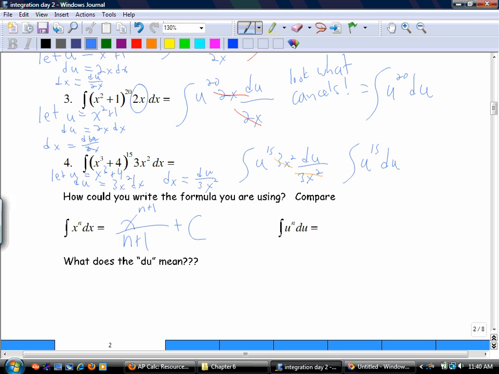So if I have the integral of u to the power of n du, what happens here? I'm going to take the integral of u to the power of n times du, and I'm going to have to take a u prime. Every time I do this, I take du, which is the same as u prime. Is that clear? That was essentially what I was doing up above: taking du over u prime.